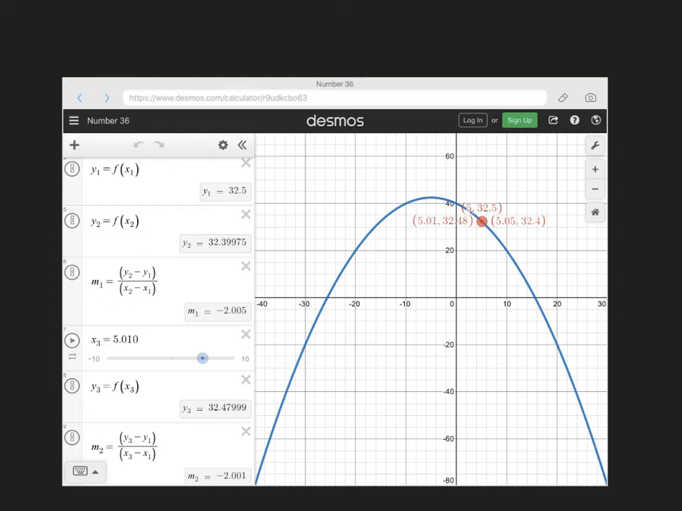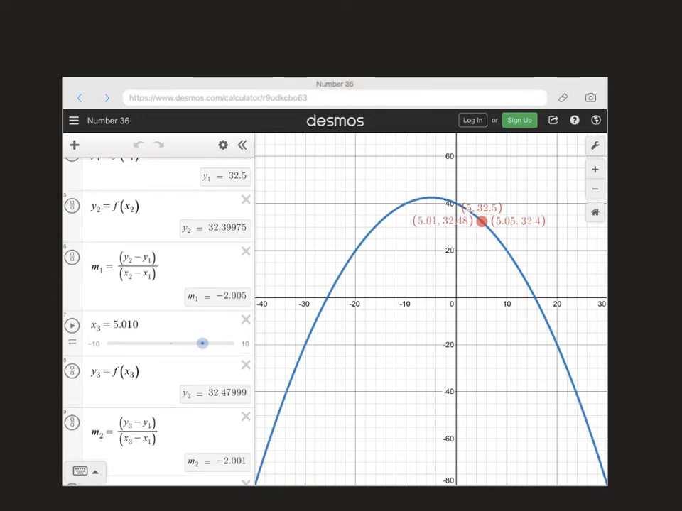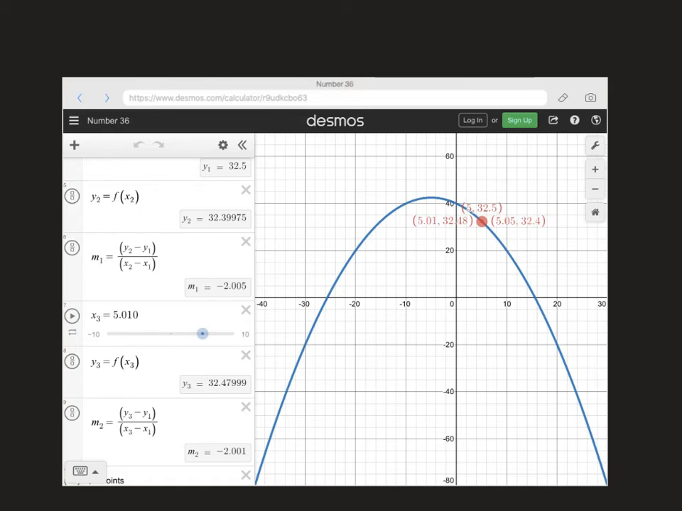So those y values here. When I plug in the 5, I get 32.5. When I plug in the 5.05, I get 32.39975. And then here you can see my slope calculation. I called it M1. I did f of 5.05 minus f of 5. That's the y2 minus y1 over x2 minus x1. And I just type this in, and the answer just pops out there. So the first value that we should get is negative 0.05.